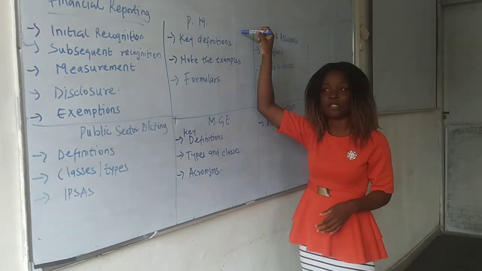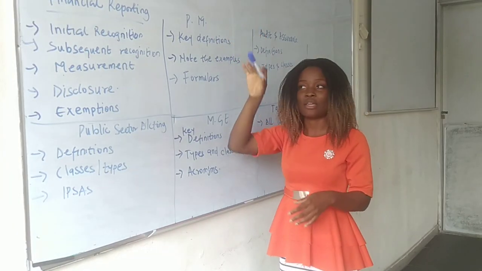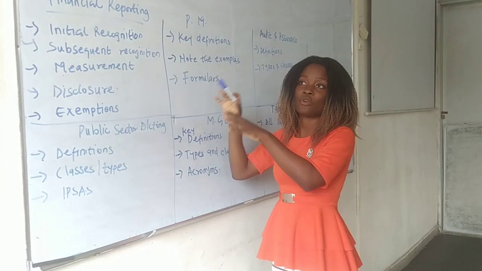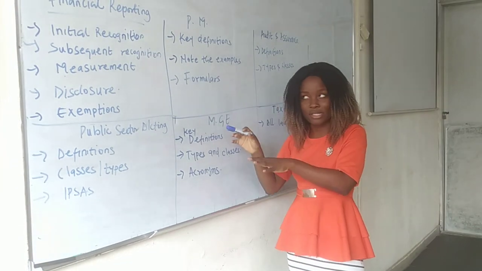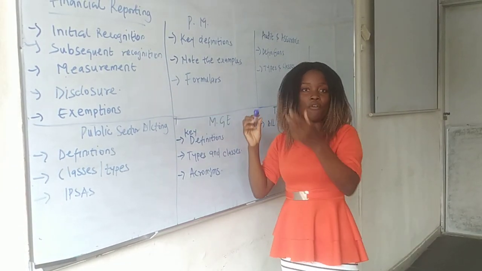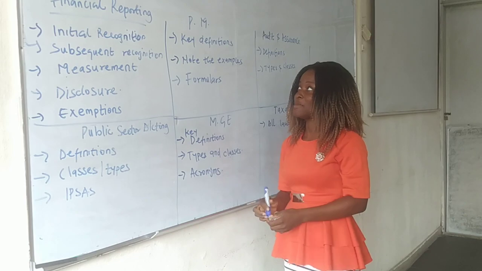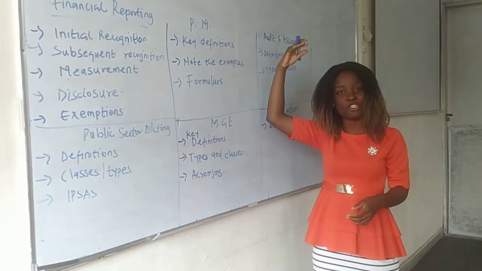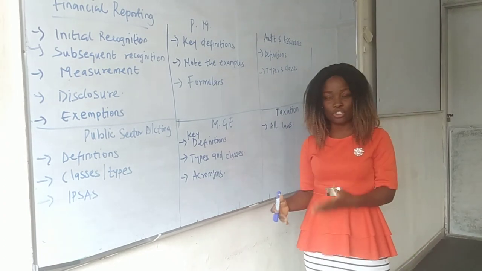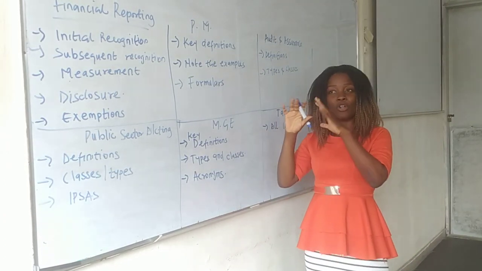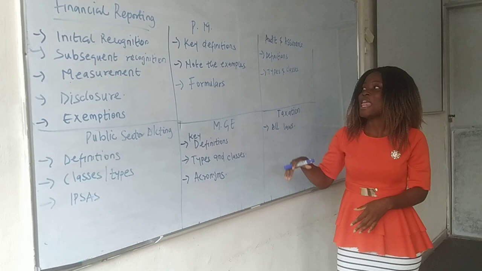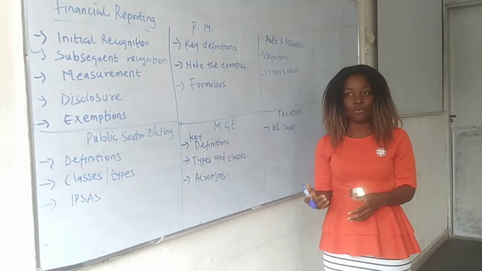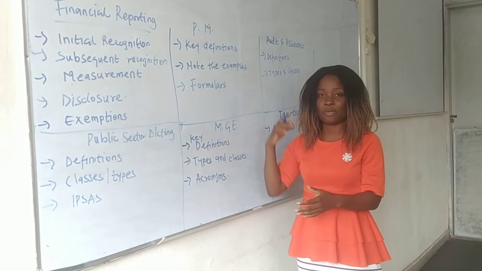Then performance management is in the same line with financial reporting because both of them are calculation courses, although financial reporting is more of calculation than performance management. What you have to look for in performance management is, number one, the key definitions. You have to know the key definitions on each topic under it. Then you have to note the examples. A lot of examples are in the performance management pack.